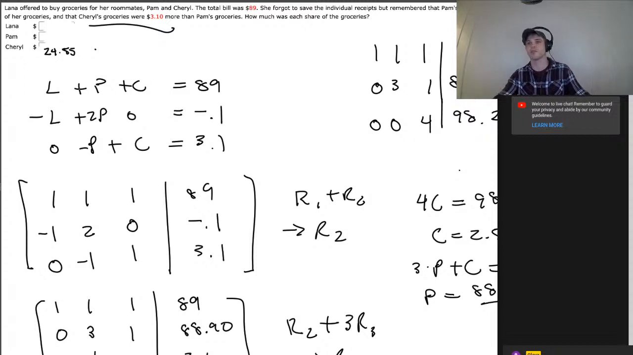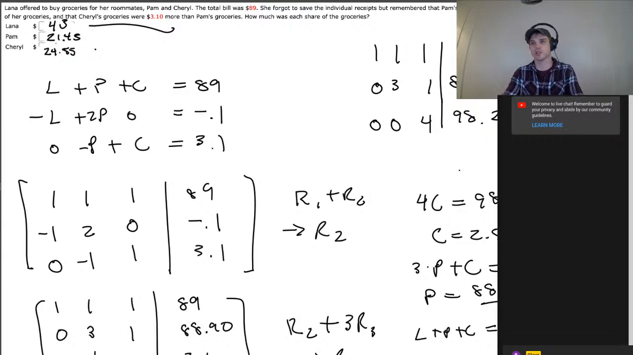Which is 21.45. And is that 310? Okay, so that worked out. And then all of them added together is 89. So 89 minus Pam minus Cheryl is 43. So I just went up to this equation now. We had Lana plus Pam plus Cheryl equals 89. I substituted in Pam and Cheryl and then solved for Lana, and I got 43.